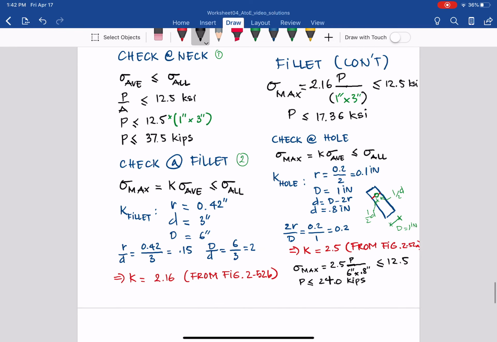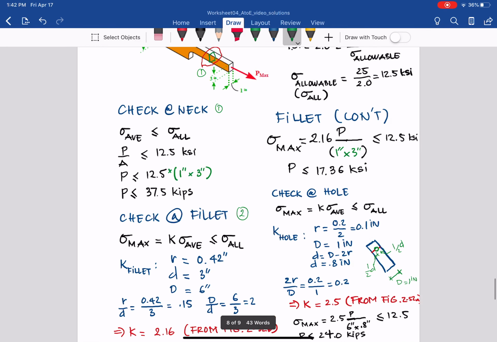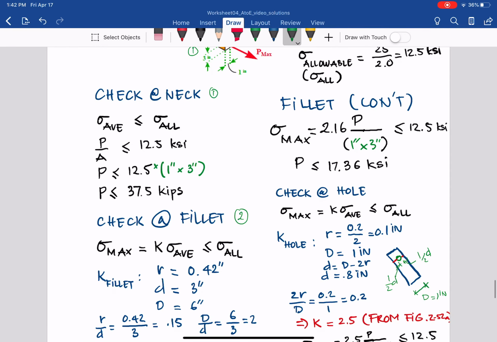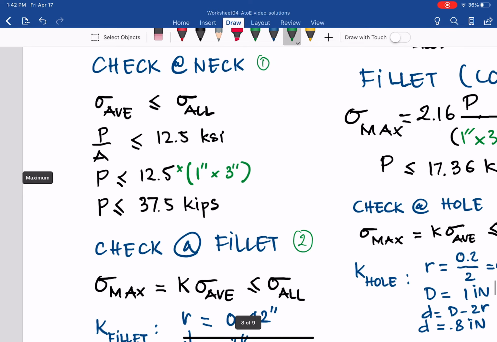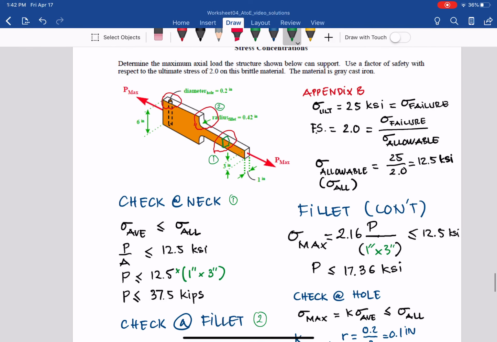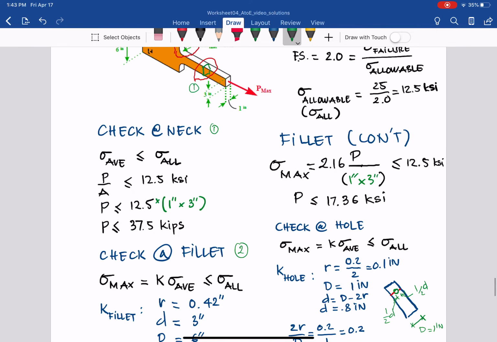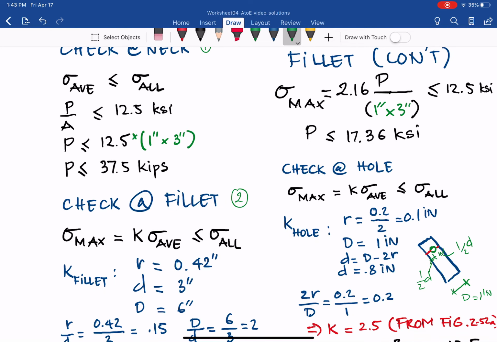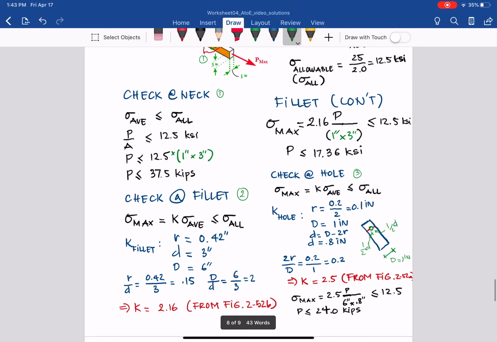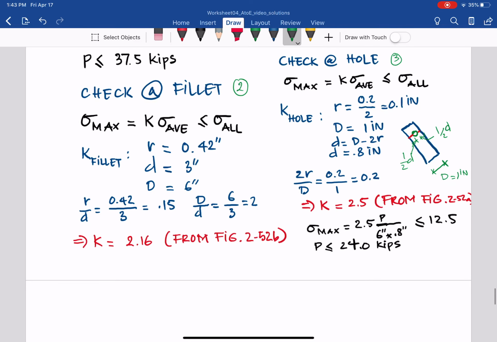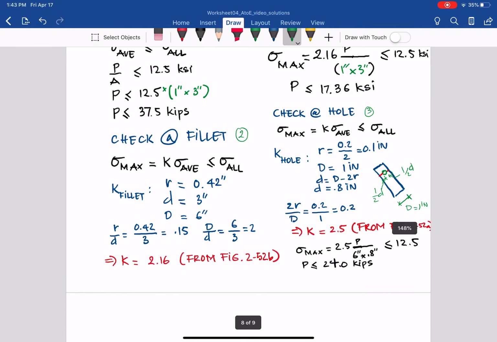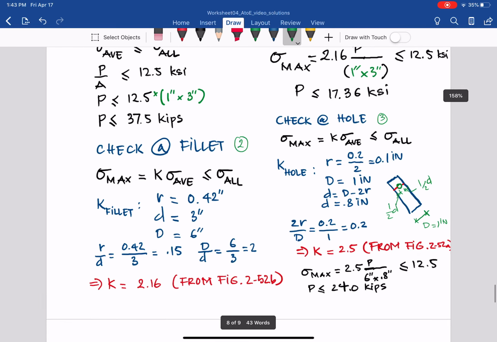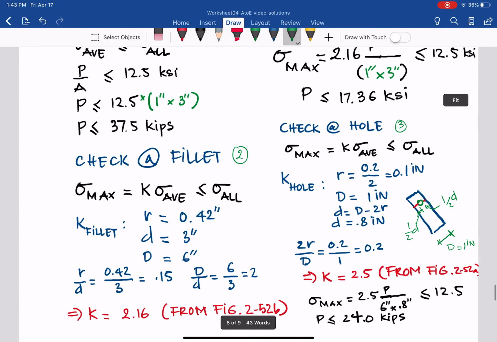So we check 3 scenarios. Position number 1, which is the necking, the maximum load it can carry is 37.5 kips. For the check of the fillet, position number 2, it has to be 17.36 kips. And the last one, position number 3, which is the hole here, the maximum load equal to 24. So compare this, as you can see, to be safe, P has to be less than 17.36. So take the smallest of those 3.